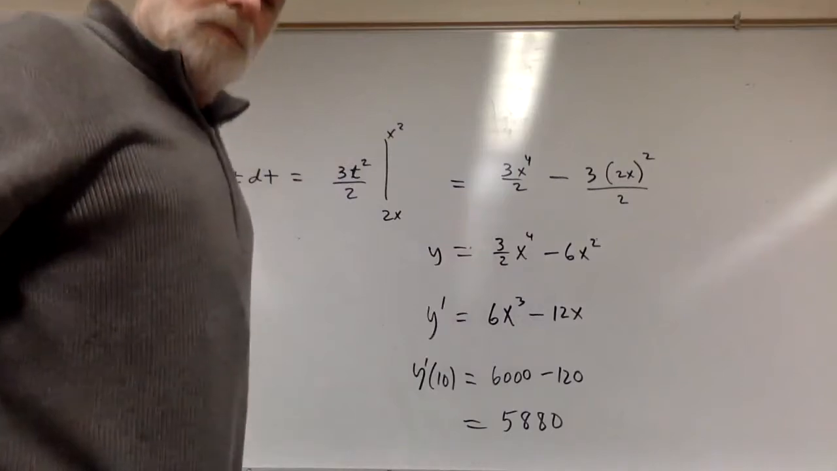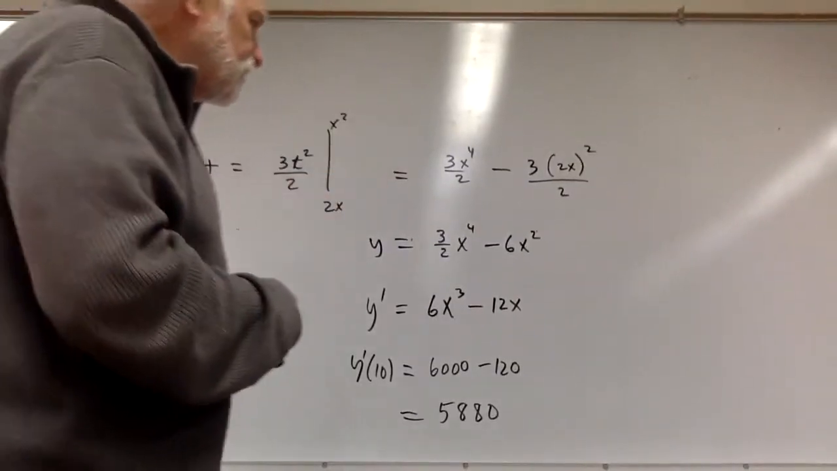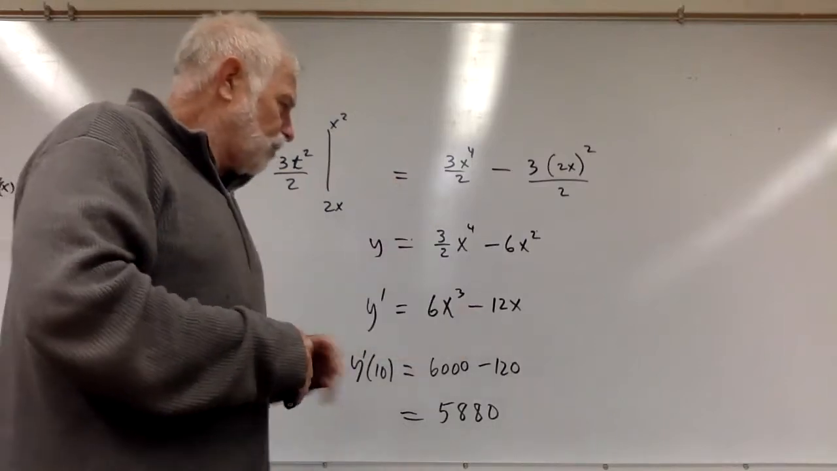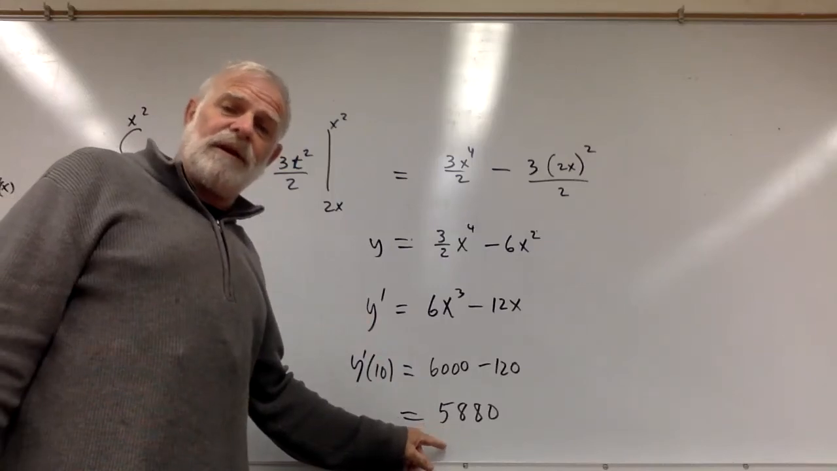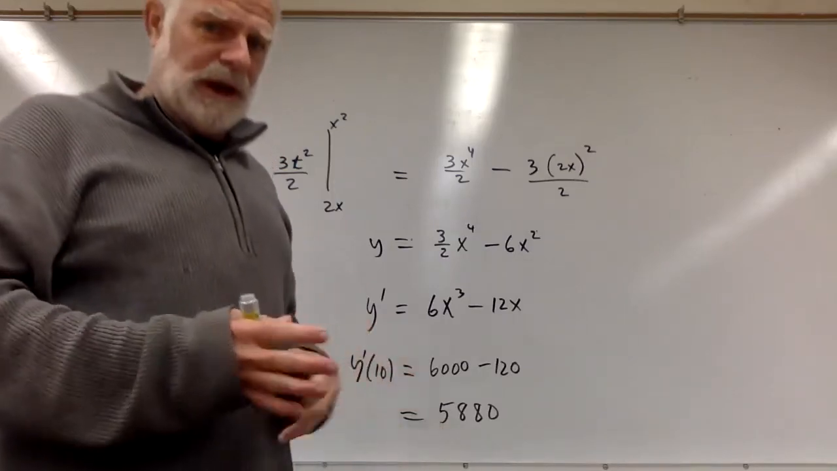All right, so we're going to take that derivative from this. It's not chain rule. We're just going to do polynomial derivation. And it's 6x cubed minus 12x. And when you put 10 in, by God, you get 5,880. All right, now let's apply the chain rule and see what's going on.